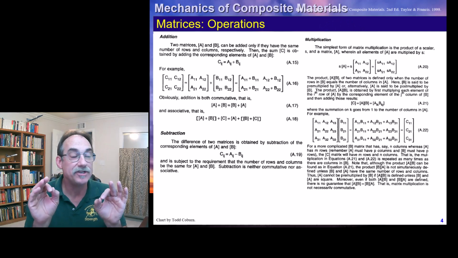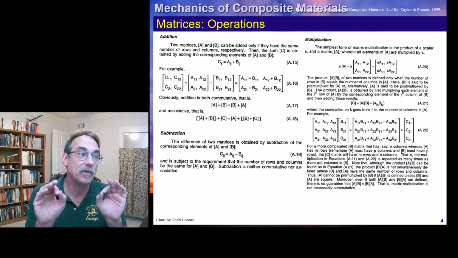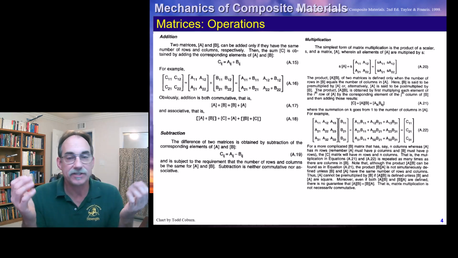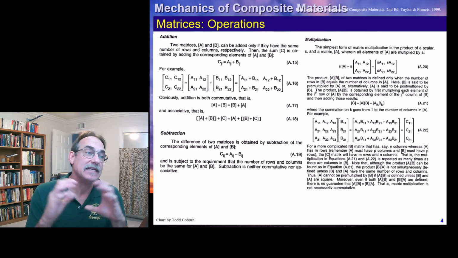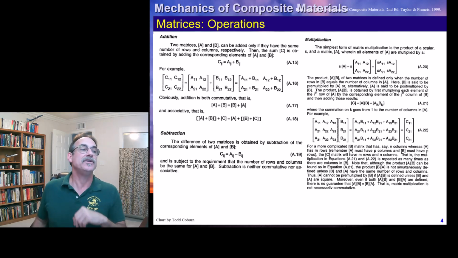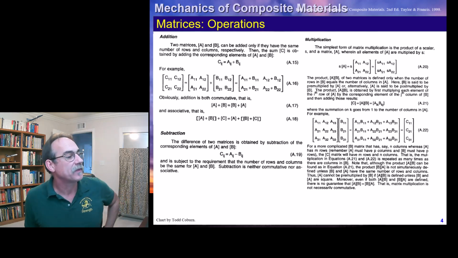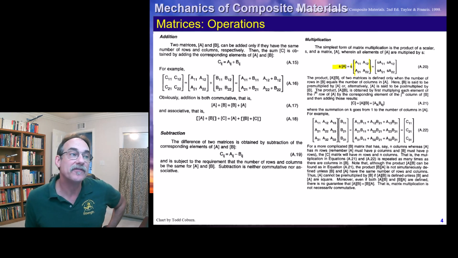So for multiplication, let's look at a couple of cases. First, let's look at a case where we're multiplying a matrix by a scalar. If we have a scalar S, or maybe it's 5, multiplied times this matrix with entries A11, A12, and so on, all that involves is multiplying each and every element of the matrix times the scalar, as you can see here.